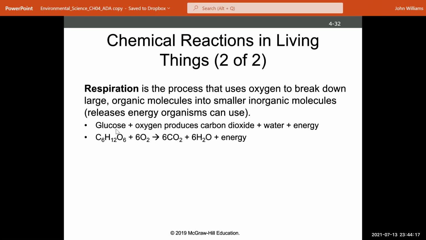processes. And so if you notice, respiration is actually the reverse reaction of photosynthesis. So you start out with glucose, you have 6 molecules of oxygen, that gives you 6 molecules of carbon dioxide, 6 molecules of water, and energy, which in this case is ATP, adenosine triphosphate.